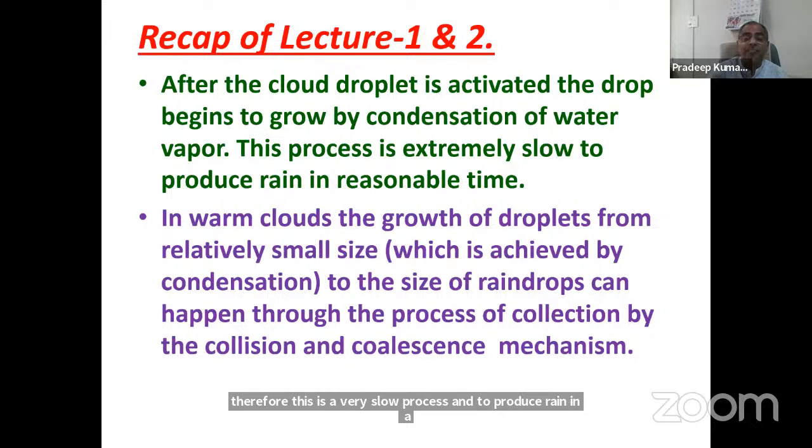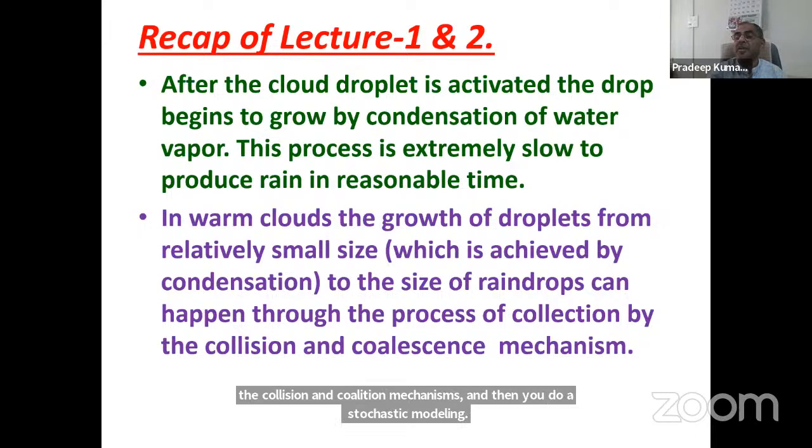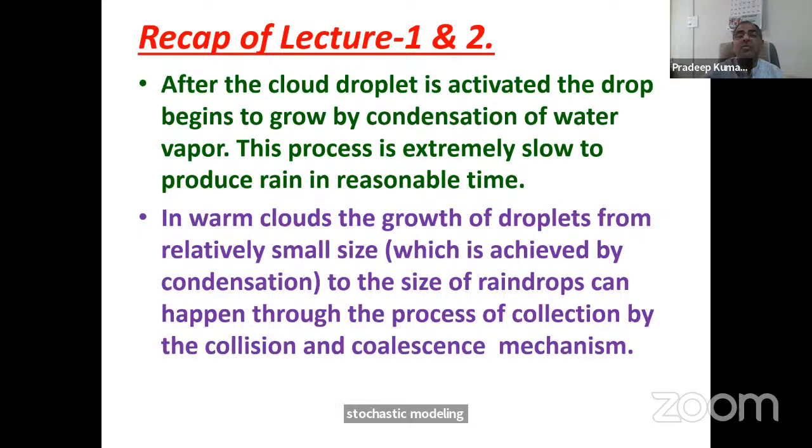In warm clouds, the growth of droplets from a relatively small size, which happens through the condensation process, to the size of raindrops can happen through the process of collection by the collision and coalescence mechanisms. And when you do stochastic modeling, we have seen that rain can be produced in about 15 minutes. So this was a recap of my first phase.